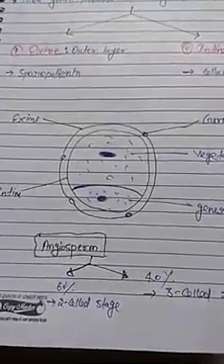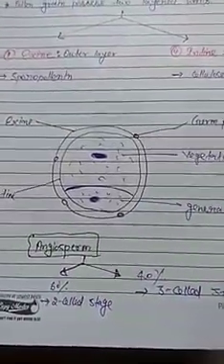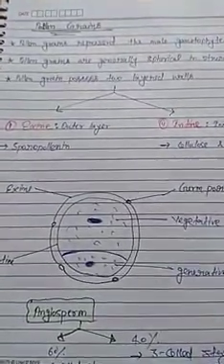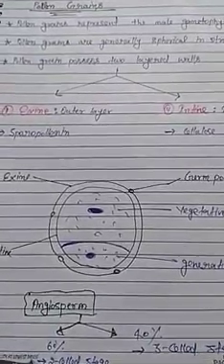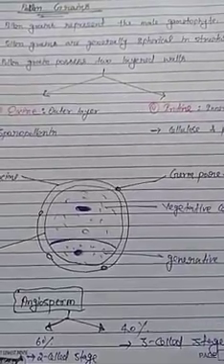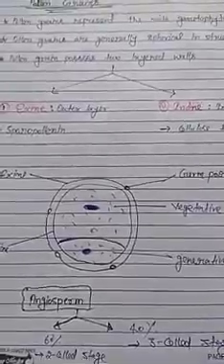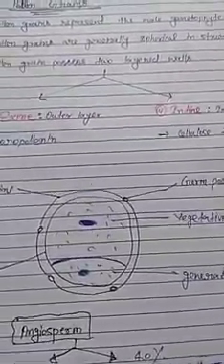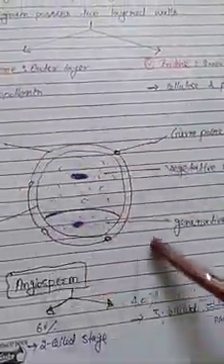Sporopollenin is one of the most resistant organic materials. Sporopollenin can withstand high temperature and strong acid and alkali. No enzyme that degrades sporopollenin is so far known. Pollen grains are well preserved as fossils. This is the structure of pollen grain.